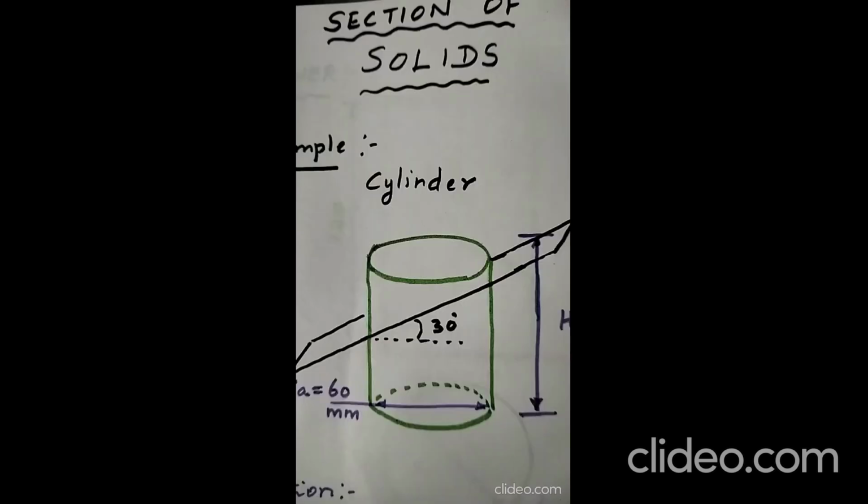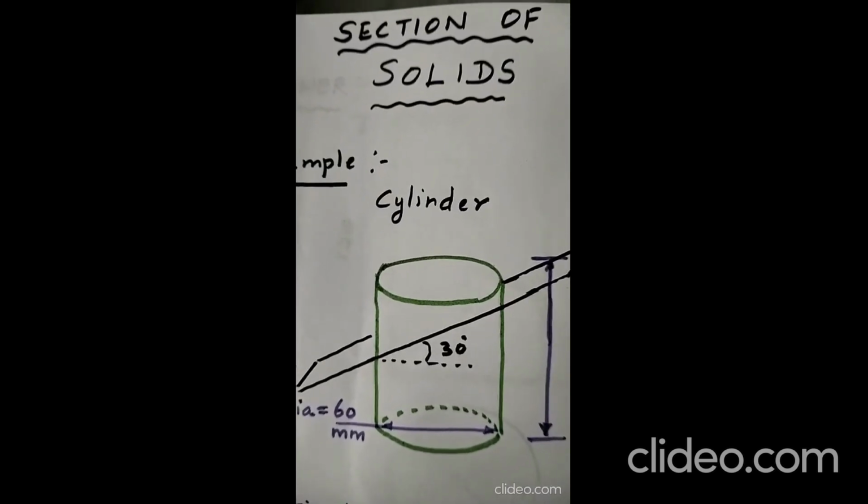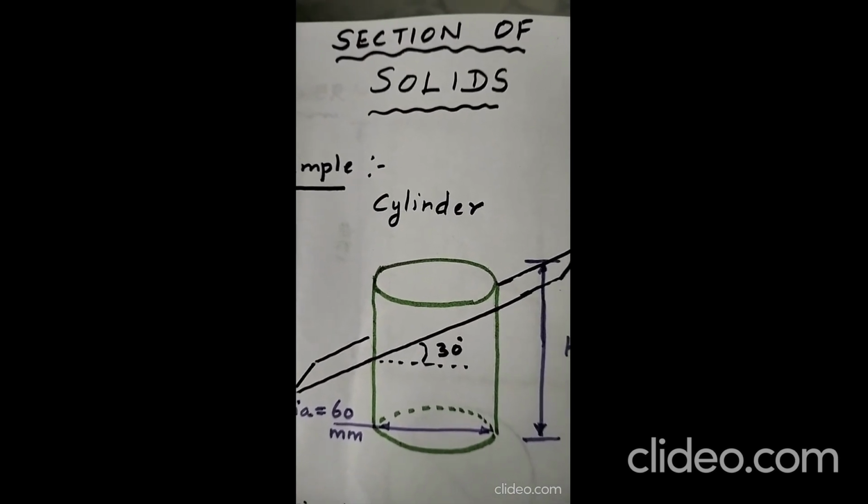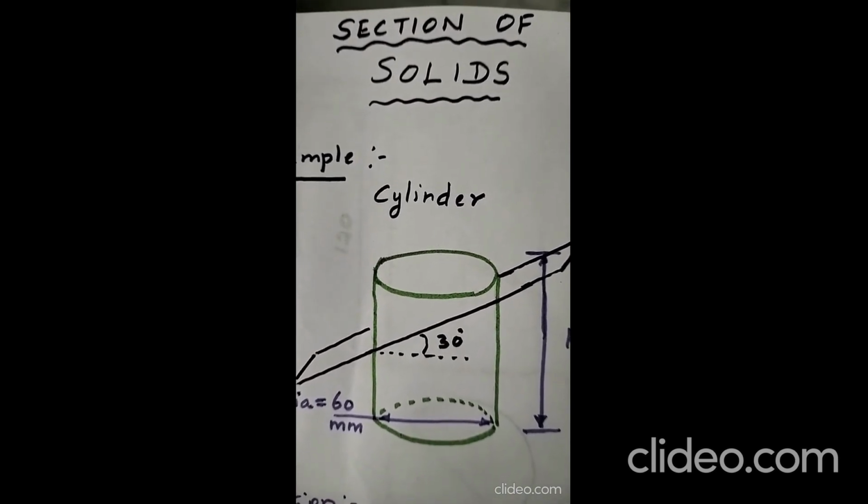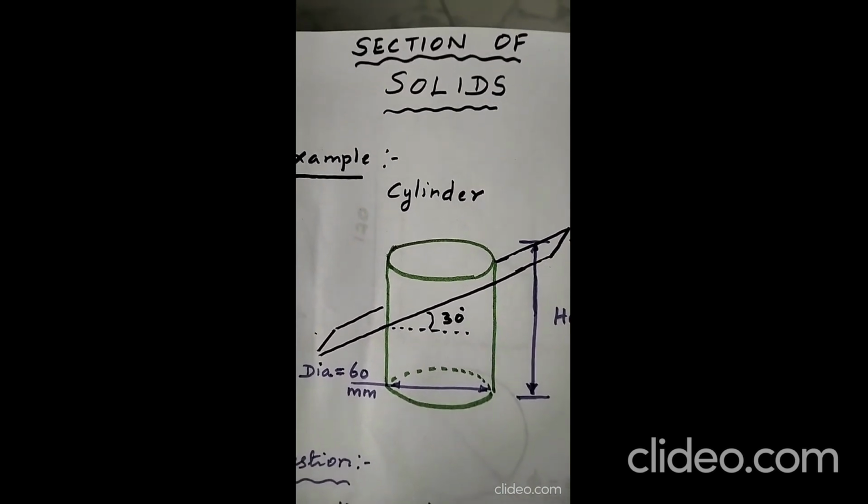Last class we discussed successfully about projection of solids. We have taken a cylinder. The same cylinder topic we will include in this discussion on section of solids. Let us go into the detail. Dear friends, now we are seeing the details of this topic, section of solids. The case of cylinder we are taking.